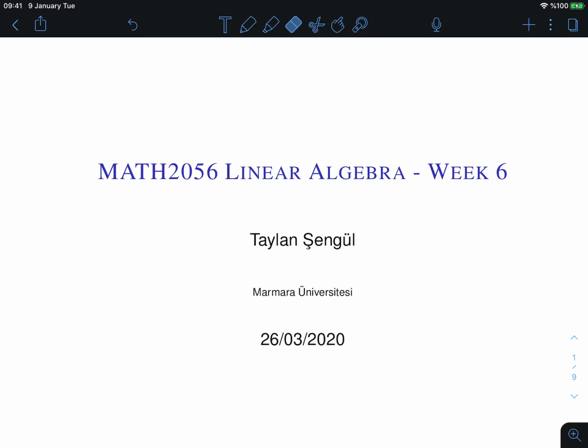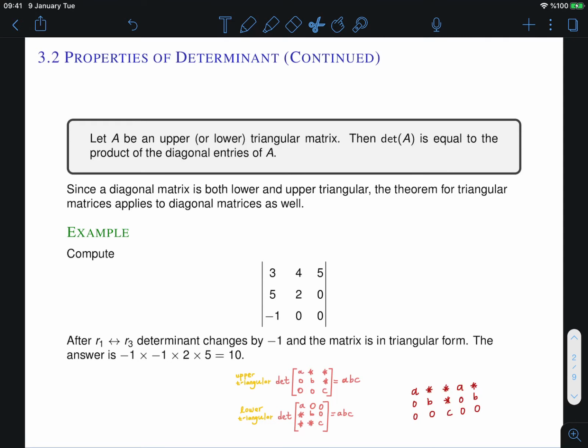Okay, everybody, this is week 6 for the linear algebra course, and we will continue with the properties of the determinant. Okay, now let's look at the first property of today. So we see that for an upper triangular or a lower triangular matrix, its determinant is equal to the product of the diagonal entries of the matrix.